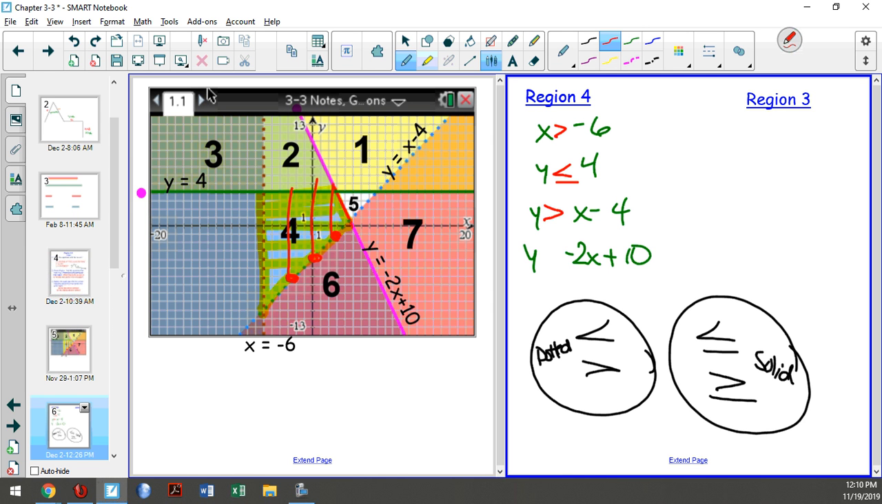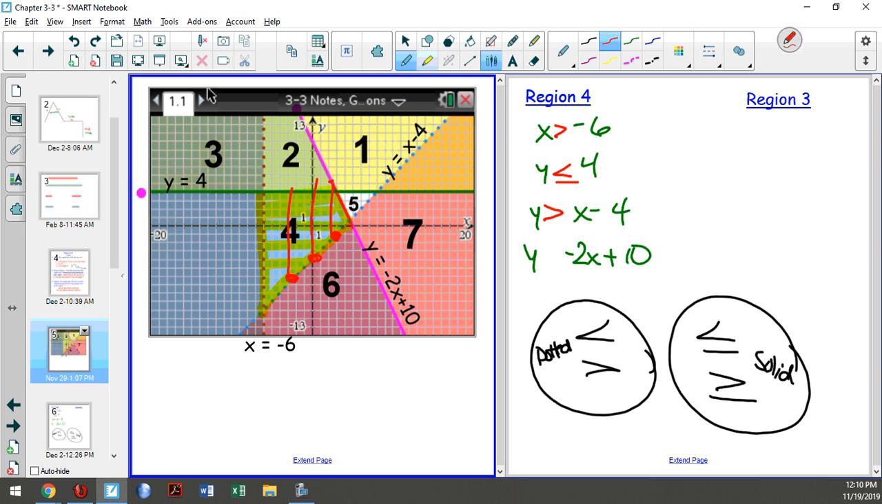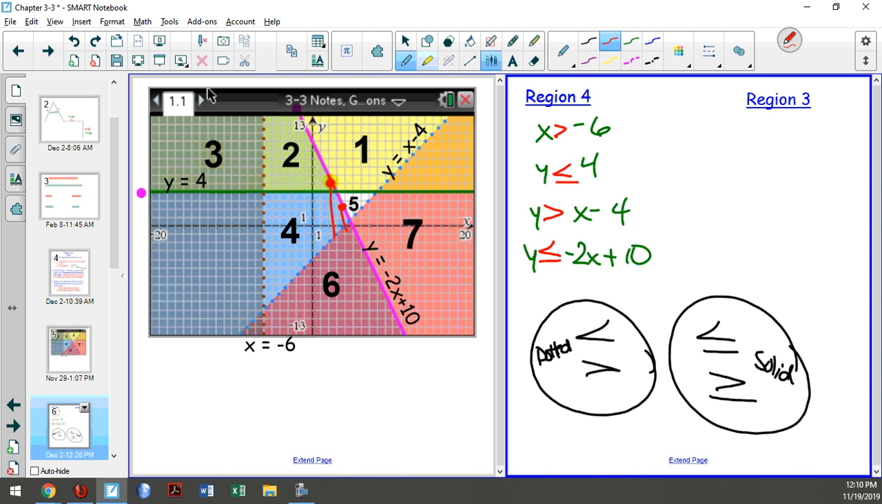Is that solid or dotted? Solid. Is the shading above it or below it? Well, pick a point on that graph. And is the shading above it or below it? It's below it. So I'm going to erase it so that you can see that a little bit better. So here's the point on that line. And it's below it. Do we all see that? It's below it. So that means it's going to be less than or equal to because it is a solid line. So all 4 of those inequalities together make the region 4 whenever they intersect. Do we all understand that?